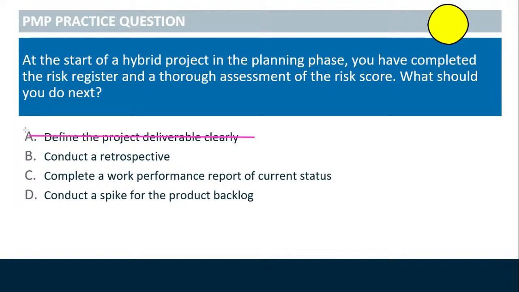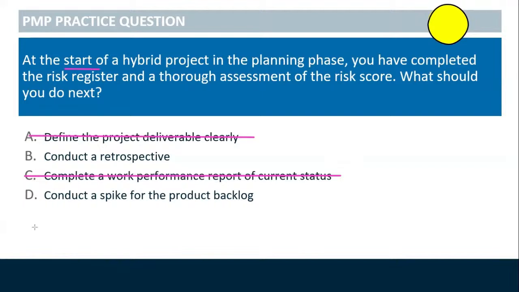So let's take a look at option C. Complete a work performance report of current status. A work performance report at the start of a hybrid project does not make much sense because you're still in the process of assessing the risks. So there couldn't possibly have been work done in earnest. For that reason, we will cancel option C.